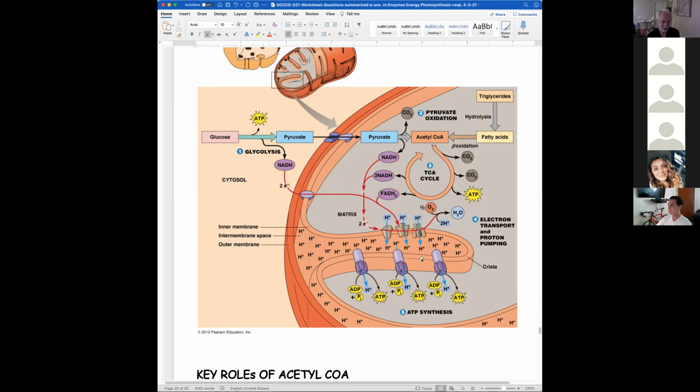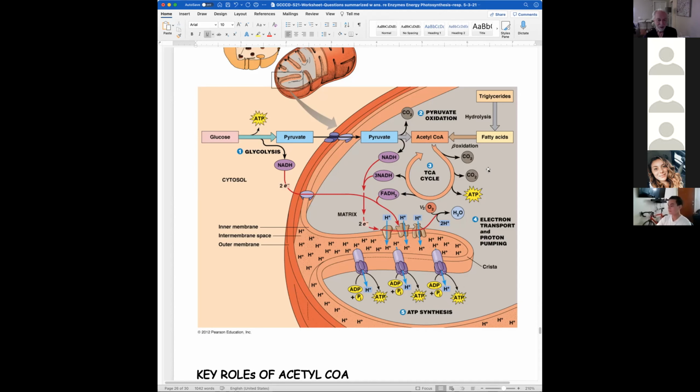chemiosmosis occurs. So these 3 purple objects are where chemiosmosis happens. It's where the ATP synthase is. So ADP plus inorganic phosphate is converted to ATP from the energy of protons passing across the membrane. Electron transport and proton pumping is what produces ATP.